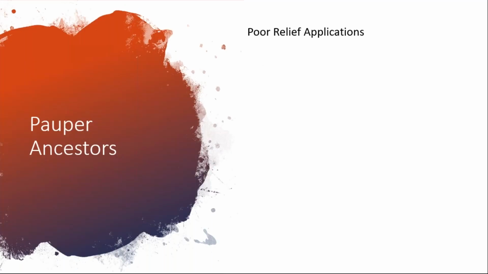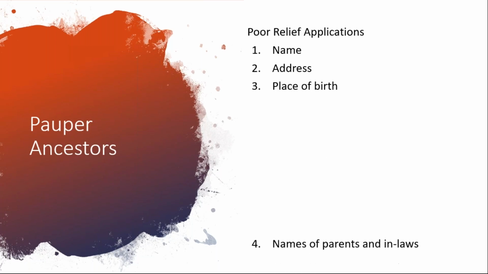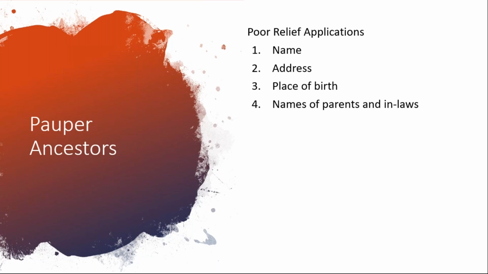We'll be looking at poor relief applications for those of us who have pauper ancestors. These are a genealogical gem, an absolute gold mine of information, such as the person's name, their address, their place of birth, the names of their parents or their in-laws. The reason for that is that it was expected that if you were on hard times, rather than looking to the government for a handout, you would be looking to your family for support.